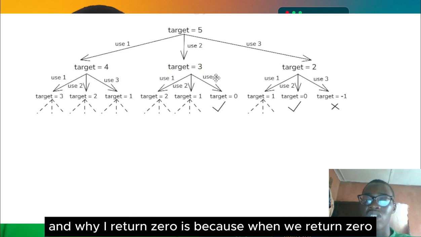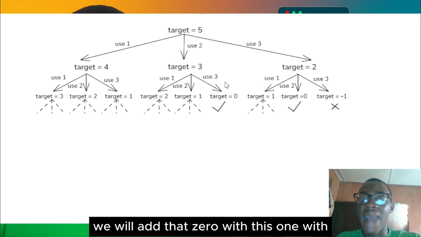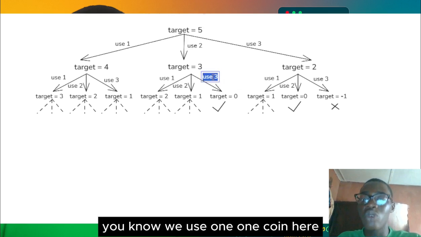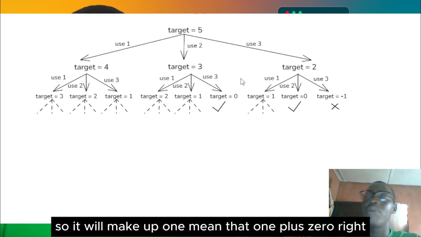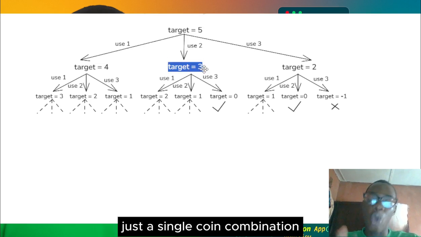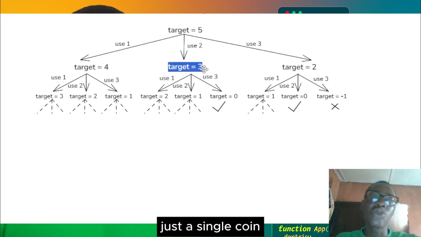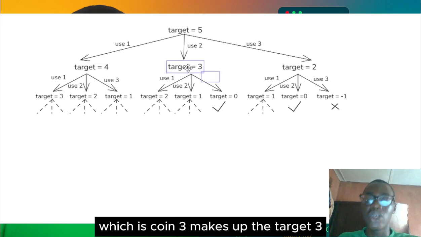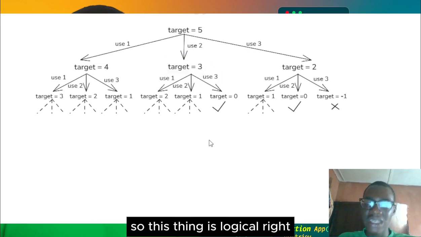And why I return 0 is because when we return 0, we add that 0 to this 1, the coin that we use here. We use one coin here, so it makes 1 plus 0, which makes 1. And that means just a single coin, which is coin 3, makes up the target 3. So this is logical, right?